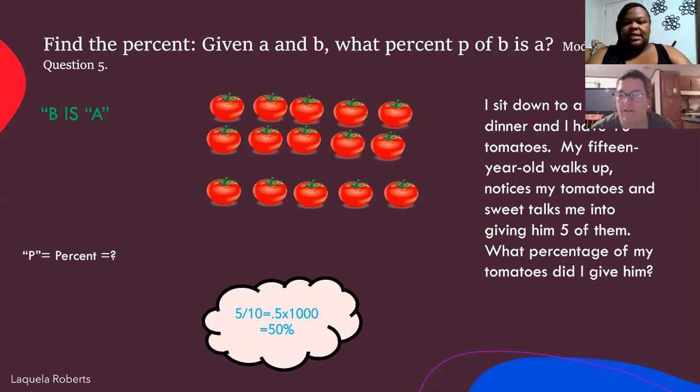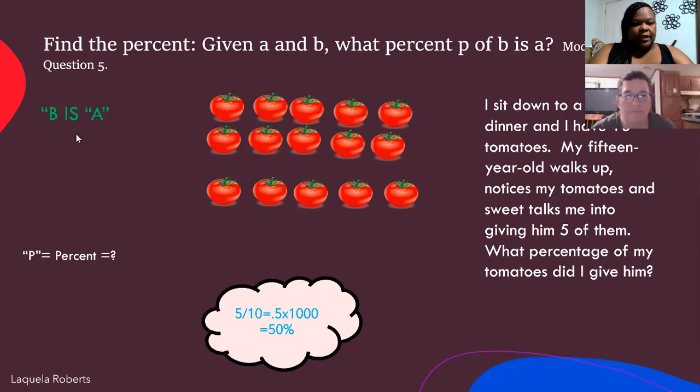Okay, I sit down to a salad for dinner, and I have 10 tomatoes. My 5-year-old walks up, notices my tomatoes, and sweet talks me into giving him 5 of them. What percentage of my tomatoes did I give him?